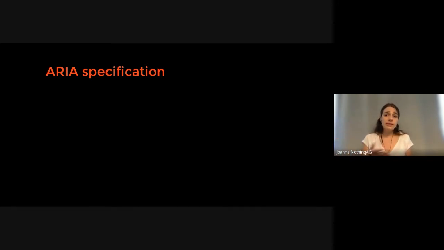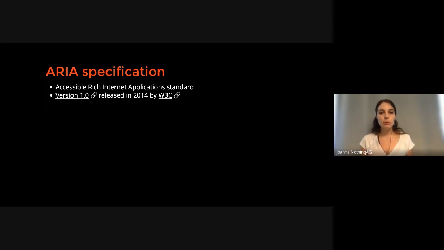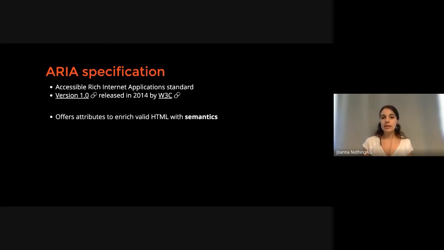So for the ones that are not yet familiar with the specification, let me introduce it to you. Whenever you see things like the usage of the role or those ARIA prefixed attributes, those are part of the ARIA specification, which stands for Accessible Rich Internet Applications. The standard is currently in version 1.0 and was released in 2014 by the World Wide Web Consortium, the main organization that is working for the development of standards for the web. The purpose of this specification is to enrich valid HTML with semantics, but the important thing to understand is that they don't add the functionality itself.